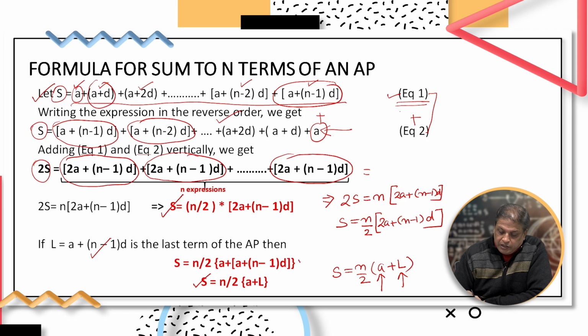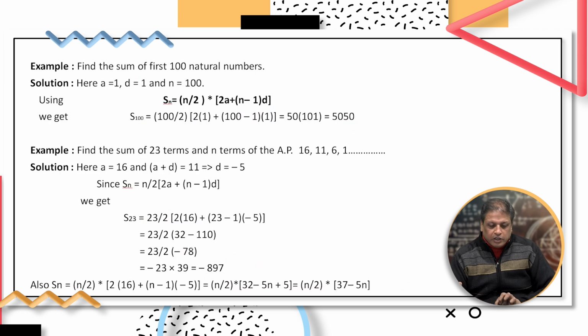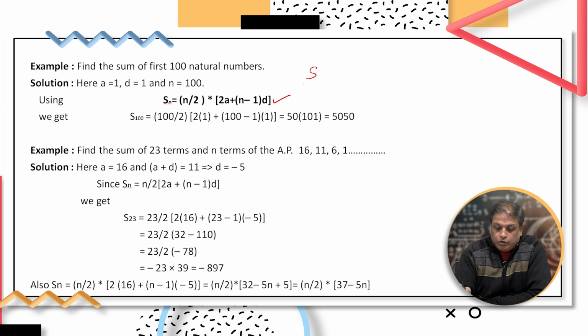Because so many times an AP is given to you wherein the first term and the last term are given, and you are supposed to directly find the sum of n terms, then you can use this formula. We will understand the formula by solving some numericals. Say we are supposed to find the sum of the first 100 natural numbers. The formula for the sum is n by 2 into (2a plus (n minus 1) into d). So, 100 natural numbers are there, so n is equal to 100.